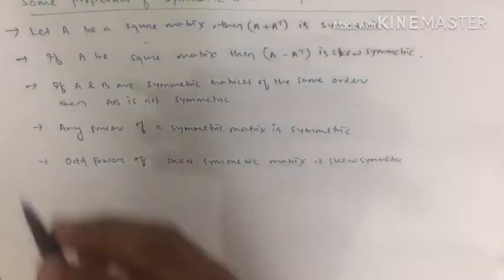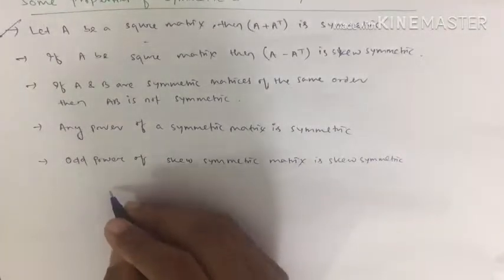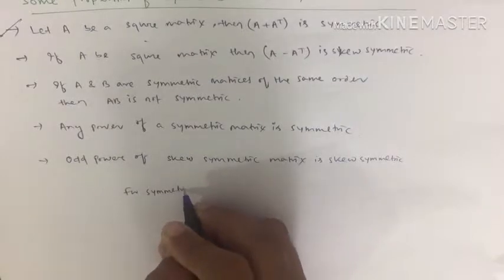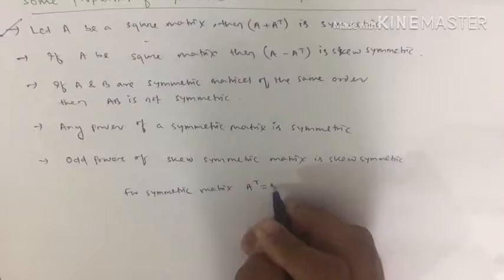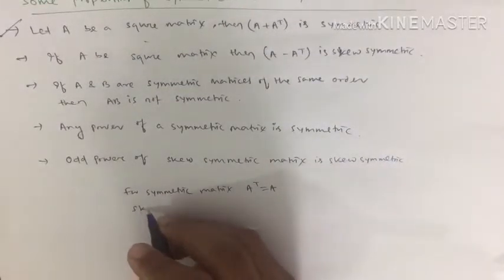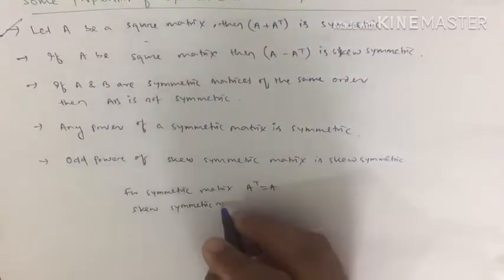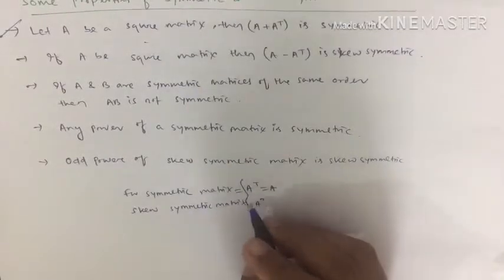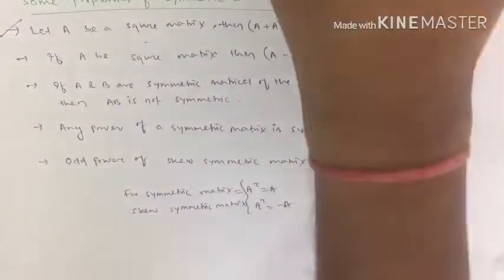Okay, so before seeing the properties, I just want to remind you: for a symmetric matrix, your A transpose is equal to A, and for a skew symmetric matrix, your A transpose is equal to minus A. This is important. So let's see each and every property and prove these properties as well.